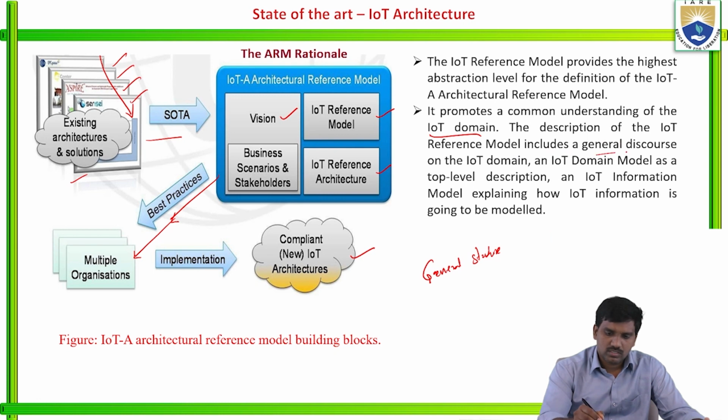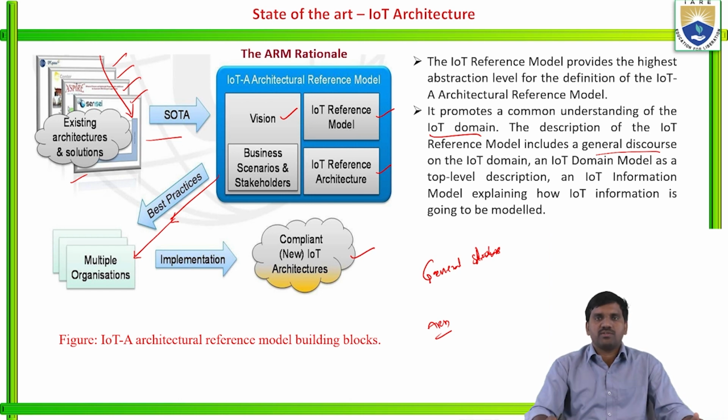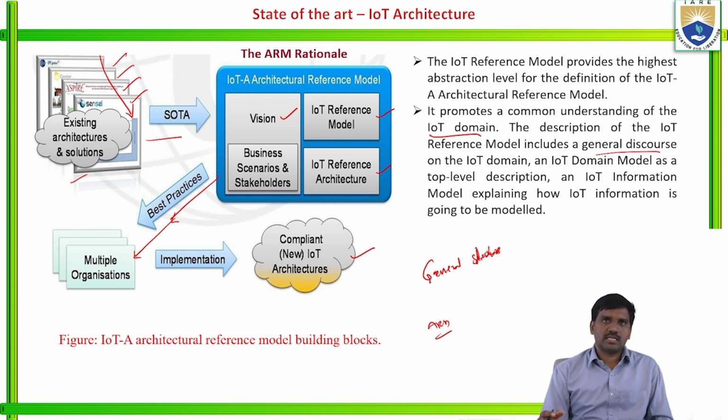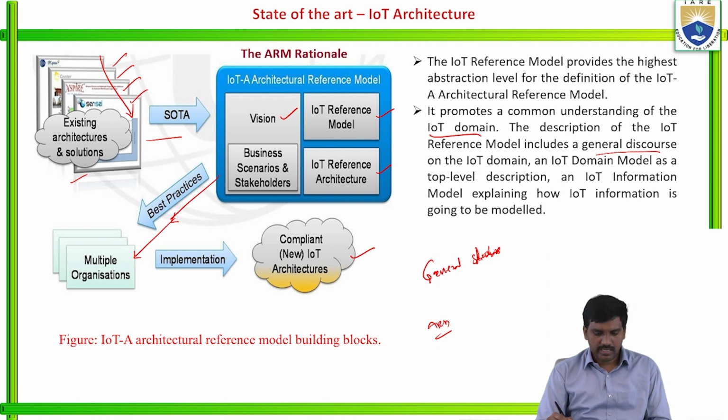The reference model includes a general discourse of the IoT domain. An IoT domain model is a top-level description, and the IoT information model explains how the IoT system is going to be modeled. So this is the IoT architecture model rationale, including some existing architectures and solutions, vision, business scenarios and stakeholders, IoT reference model, and IoT reference architecture. It can deal with multiple organizations, not only a single organization, with implementation on the cloud, like component IoT architecture. So this is the ARM rationale.